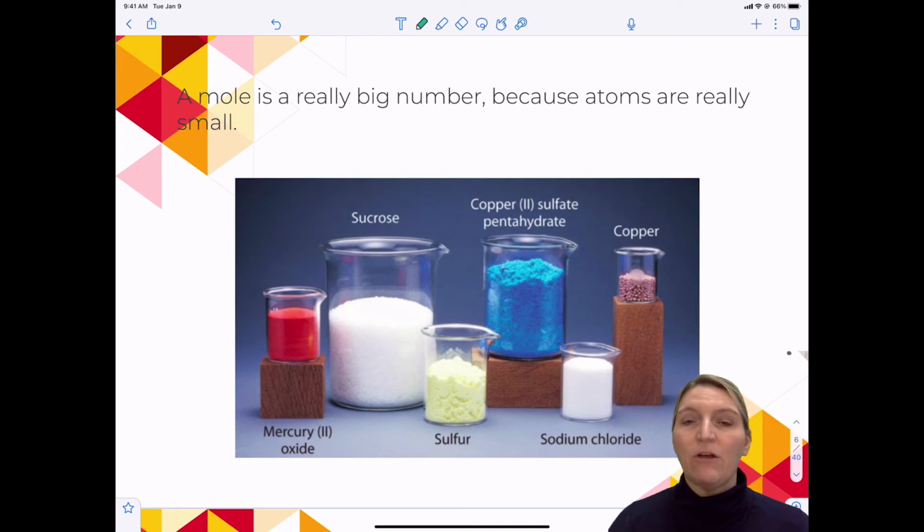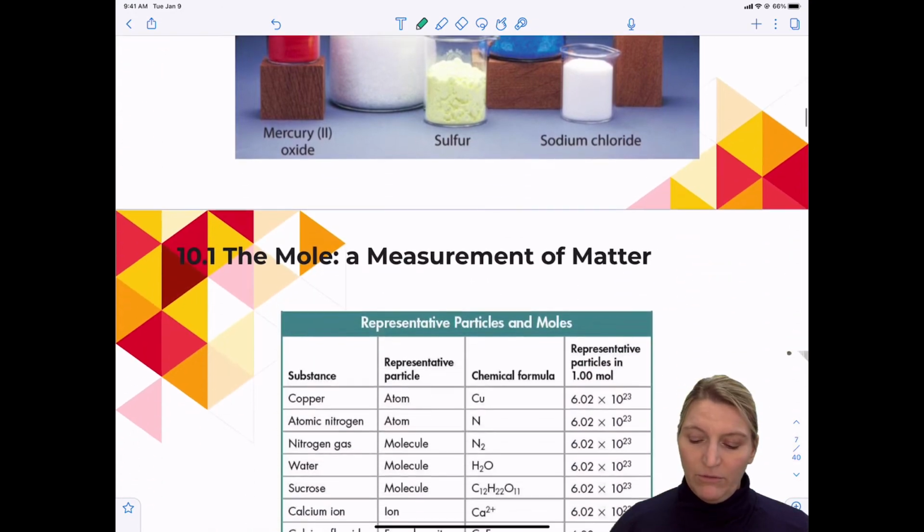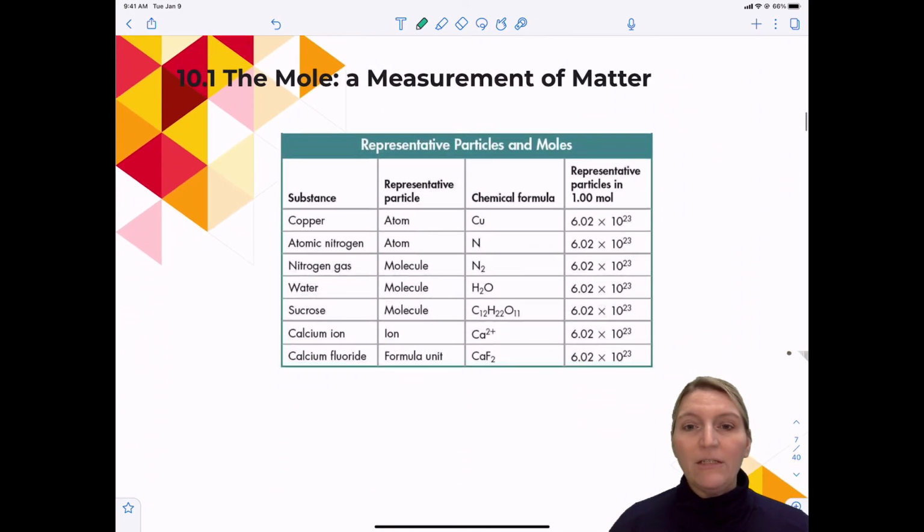But since atoms are so ridiculously small, if you have a mole of atoms of copper, for example, look, it's actually not that much copper, right? There's not actually that much copper in there. A mole of water molecules is about a sip of water molecules, so it's actually not that much. And then this table just reminds us that if we're talking about an element or a compound, a mole represents the number of the smallest particle of that.